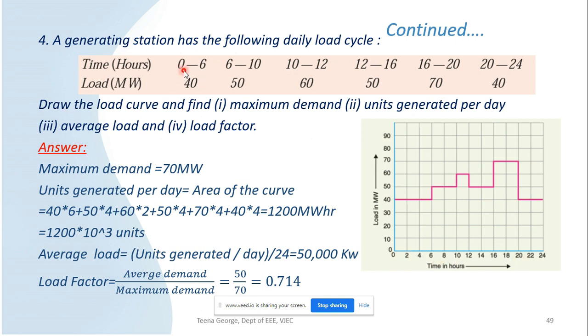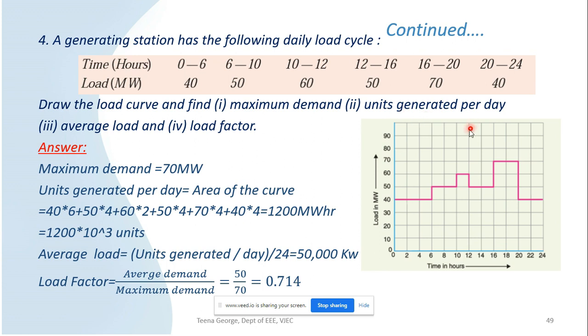Now we can see that from 0 to 6 hours the load is 40 megawatt, from 6 to 10 hours 50 megawatts, from 10 to 12 hours 60. Like that we can complete the load curve from the given data. Now we are asked to find the maximum demand. We obtain it directly from the load curve, or by looking at this data. The maximum demand for a day is 70 megawatt.